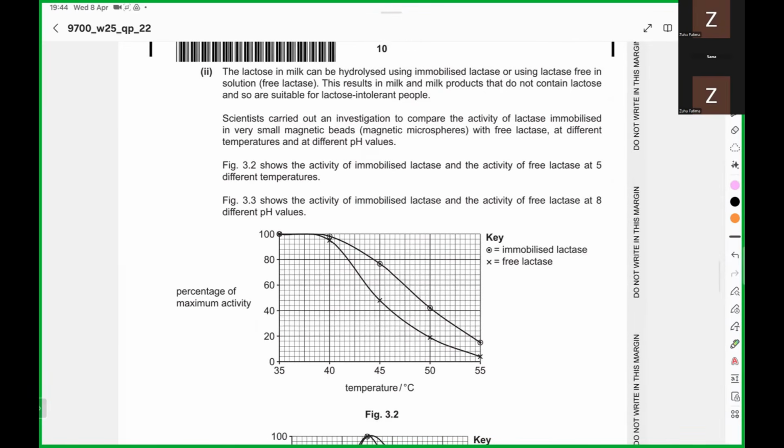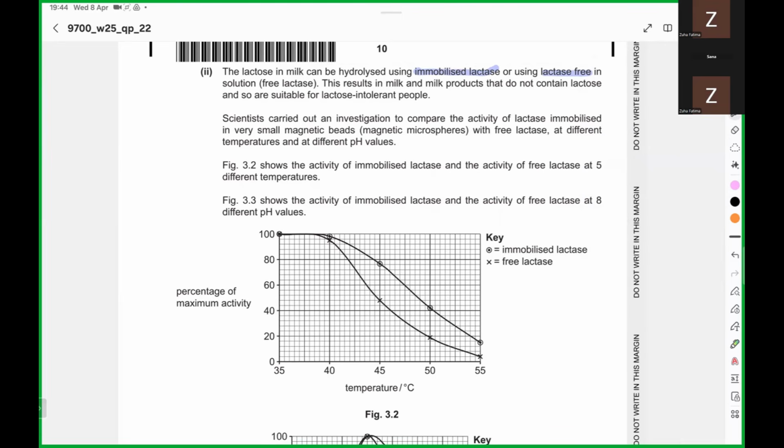The lactose in milk can be hydrolyzed using immobilized lactase or by using lactase free in solution. तो हम इमोबिलाइज लैक्टेज बीड्स के थ्रू भी लैक्टोज हाइड्रोलिसिस कर सकते हैं या हम लैक्टेज फ्री इन सॉल्यूशन को भी यूज कर सकते हैं जिसको हम फ्री लैक्टेज बुलाते हैं. This results in milk and milk products that do not contain lactose and so are suitable for lactase intolerant people.